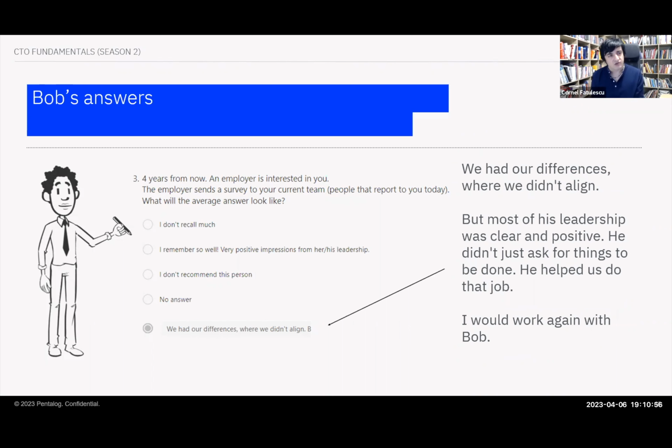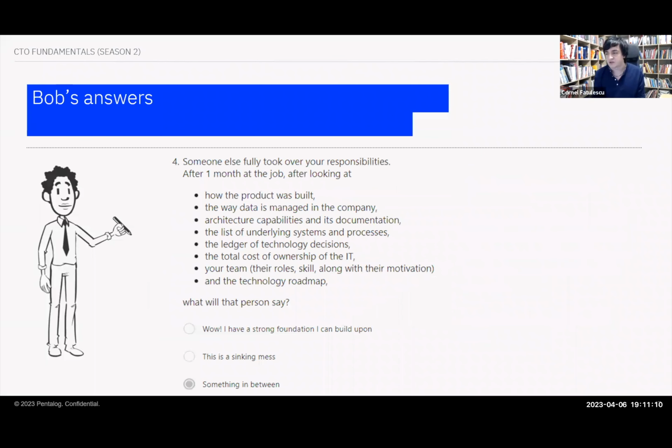Third answer is Bob would say something like, I think the team would recommend me. This is very fast forward. Of course, they couldn't align on everything and there were debates, but quite positive from this perspective. And the last question is, when we look at different dimensions, what did the new person find? And Bob says something in between, not a sinking mess, but not too far from that.